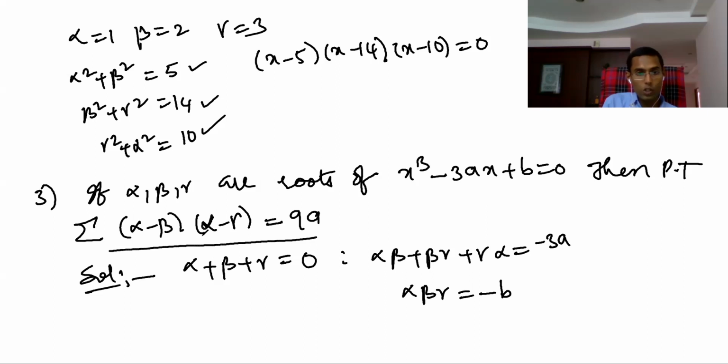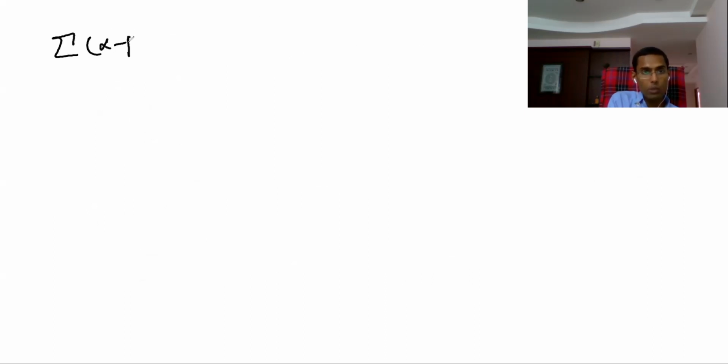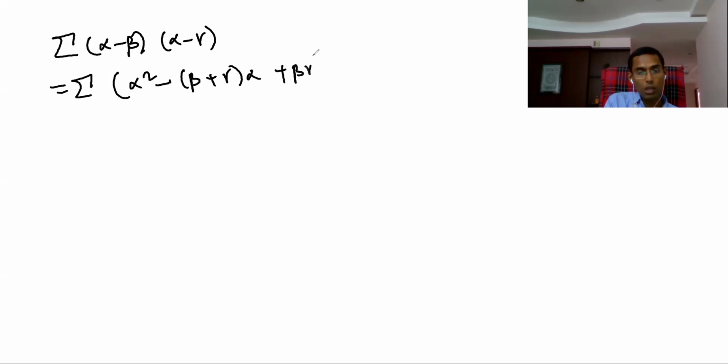So now I'm going to take LHS. What is LHS? I'm writing on the next page. Summation alpha minus beta into alpha minus gamma. This one we have to take summation. So alpha square minus beta alpha, gamma alpha, that means beta plus gamma times alpha plus beta gamma. I have taken this one, right? Now if you observe here, alpha square is there, then next one comes beta square, the next one comes gamma square.